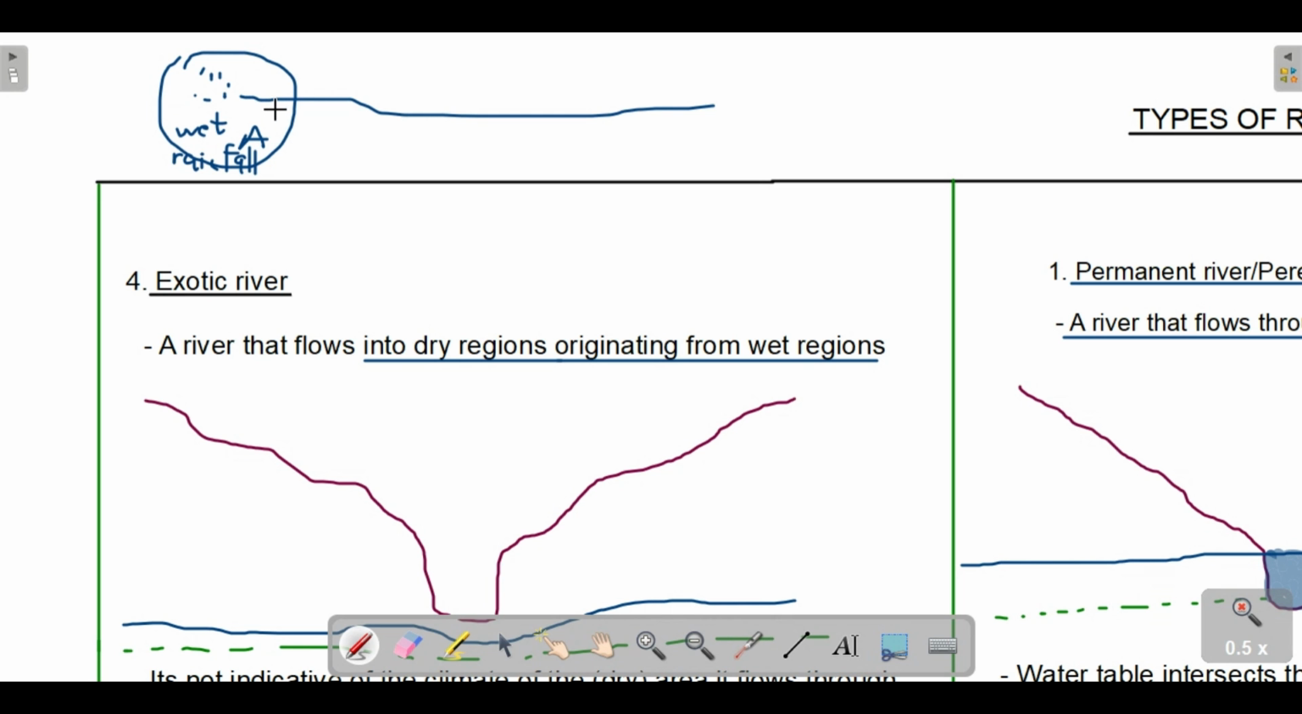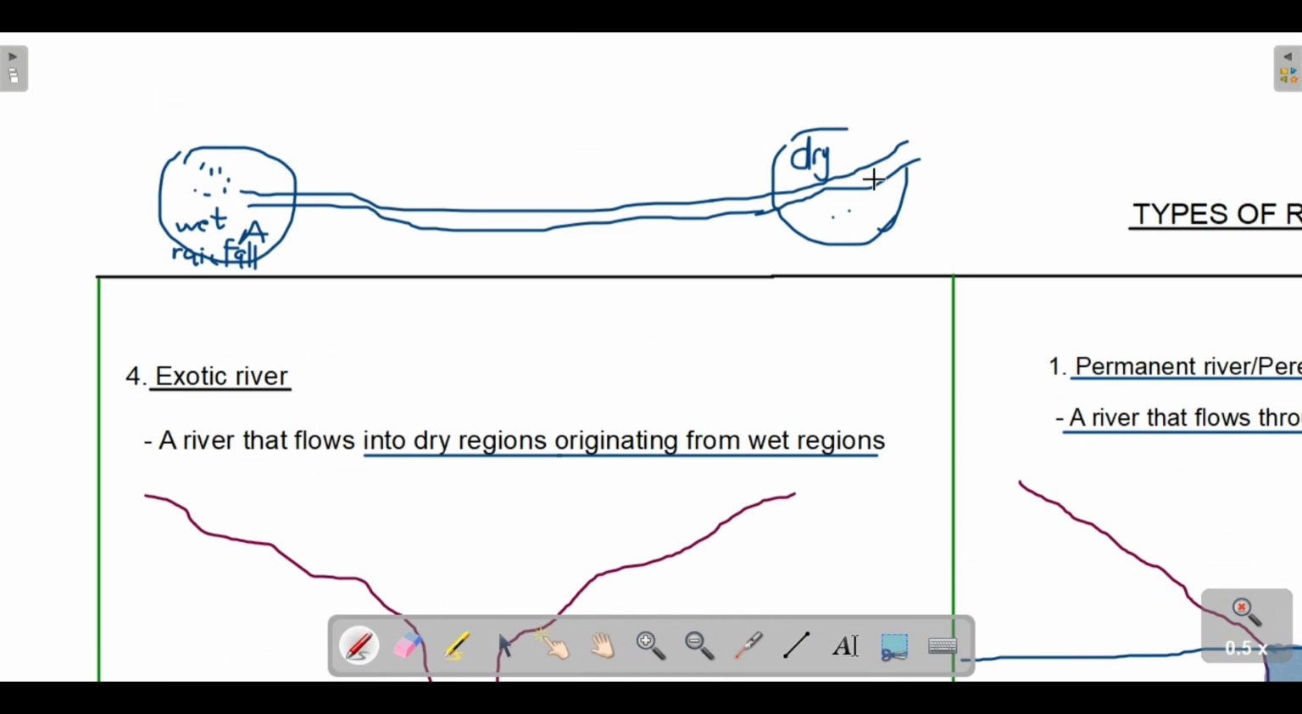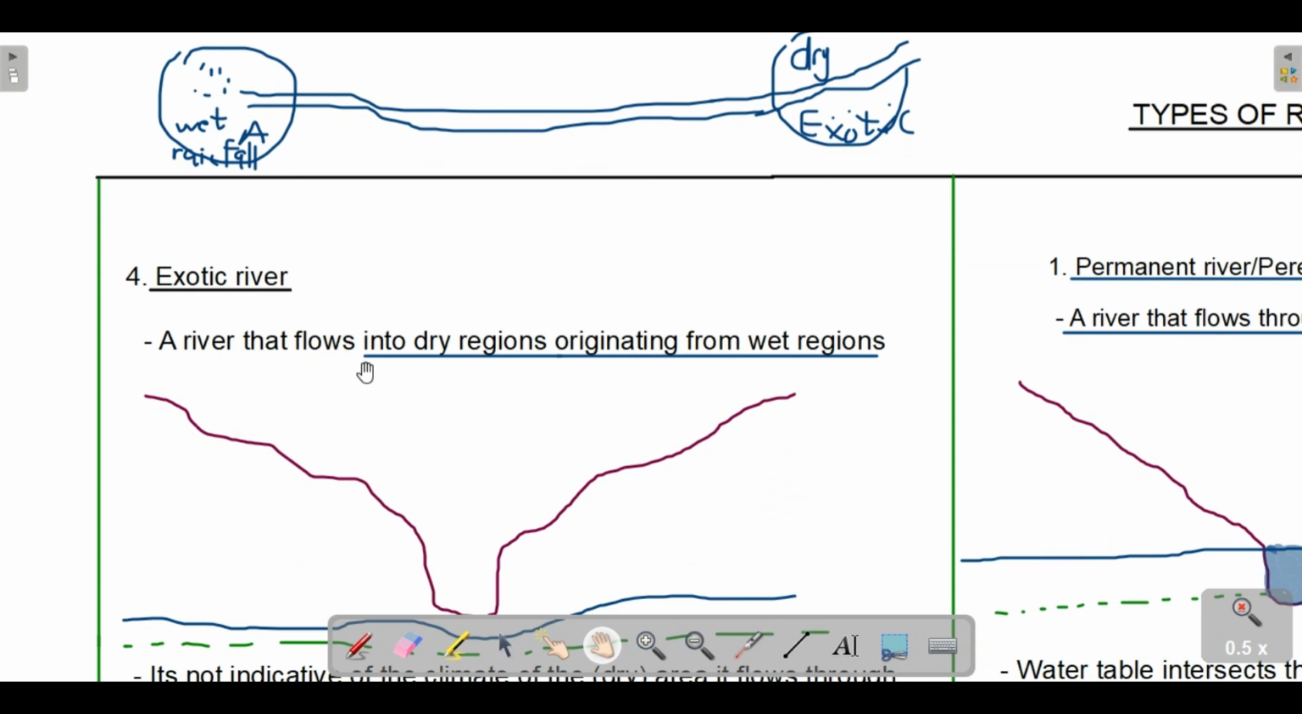And so the river, when it flows to other areas, can flow through many different types of areas. It can flow through these dry areas. So if you are visiting here in this dry area, you'd be surprised that we actually have a river. Well, this does not originate here. It actually originates from a wet area. And so we then call it an exotic river. It flows through dry areas originating from wet areas. So that's what an exotic river is.